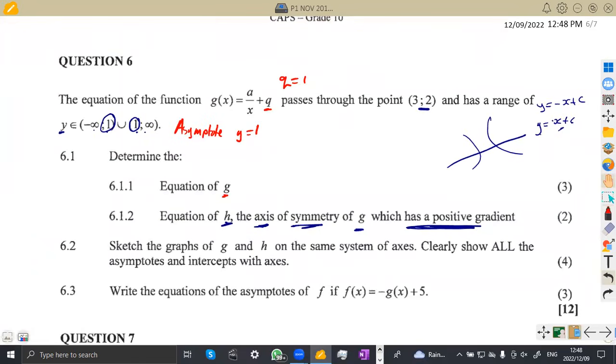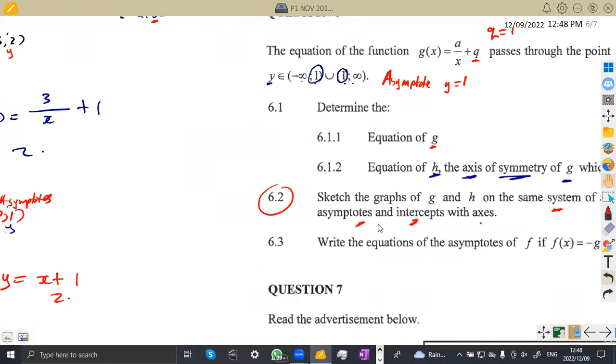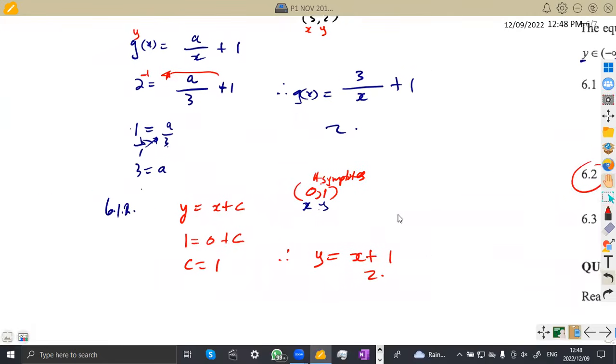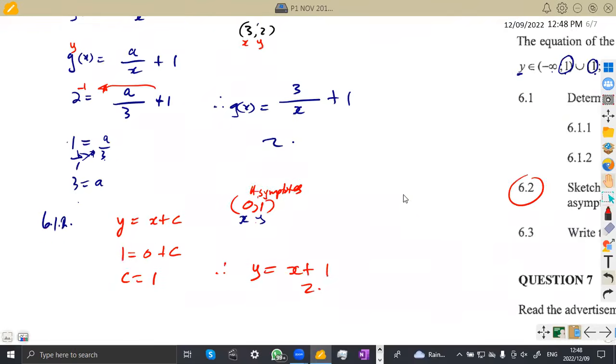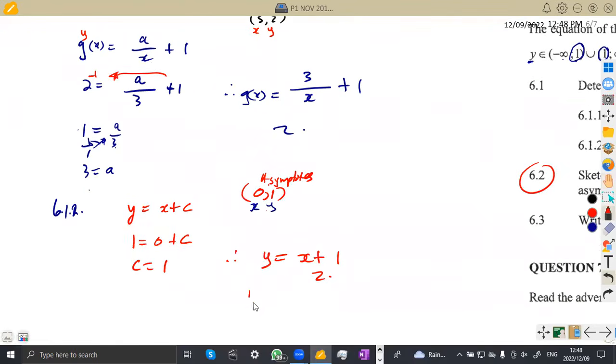On 6.2, we are now asked to sketch the graphs of g and h on the same system of axes. Clearly show all the asymptotes and intercepts with the axes, and that is 4 marks. So this equation was for h, so y is equal to h(x), which is x plus 1.